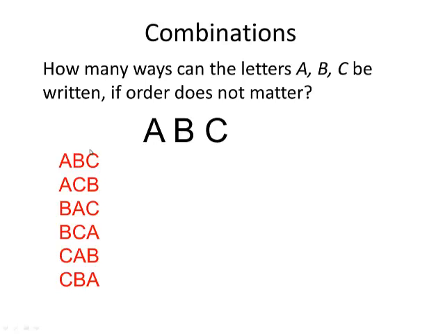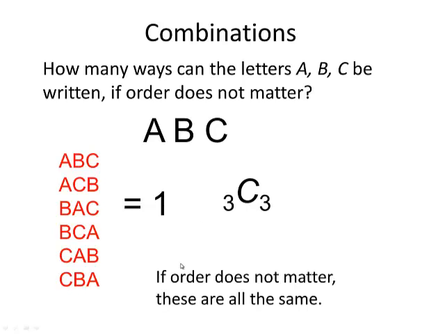If the order doesn't matter, then these 3 people are the same as these 3 people, and the same as these 3 people, and so on, right? So there's only one way to arrange 3 things if you choose all 3 of them. So 3C3 is equal to 1, because if you had 3 things to choose from and you have to choose all 3 of them, there's only one way that you can do that. This just means if order does not matter, these are all the same.